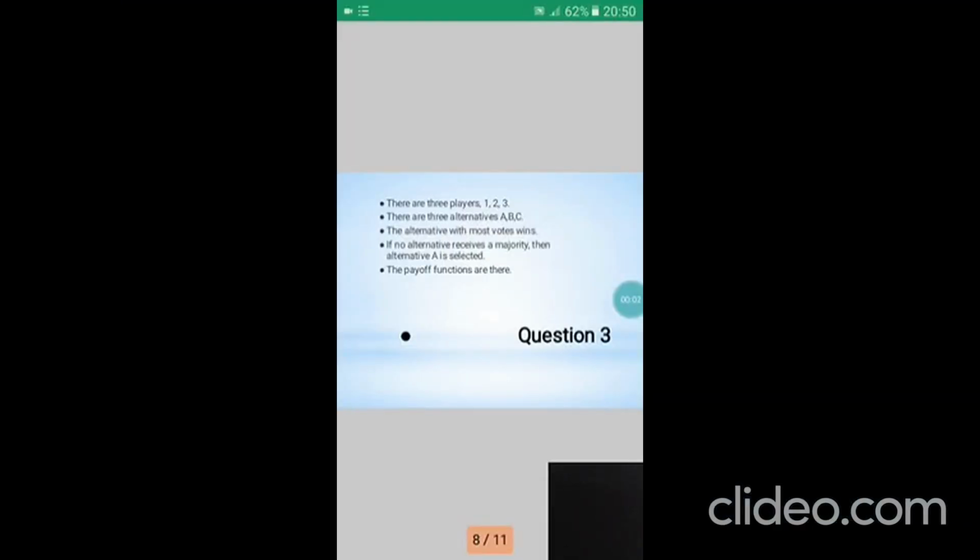When we talk about the third question, there are three players, 1, 2, 3, and there are three alternatives: A, B, and C. To show that a pure strategy profile is a Nash equilibrium, we must show that no player has an incentive to deviate from their strategy in the profile, given that the other players are also following their strategies in the profile.